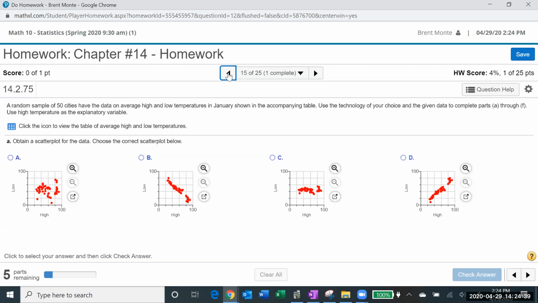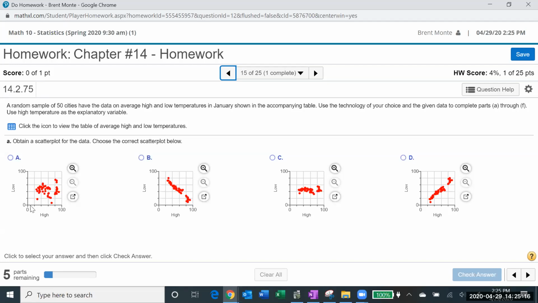Works really, really nicely. Okay, a random sample of 50 cities have the data on average high and low temperatures in January shown in the accompanying table. Use the technology of your choice and the given data to complete parts A through F. Use high temperature as the explanatory variable. So high temperature, they call it the explanatory variable. That's my independent variable. So we know that's the independent variable, high temperature, because that's my X. Y, which is low, that's going to be my dependent variable.